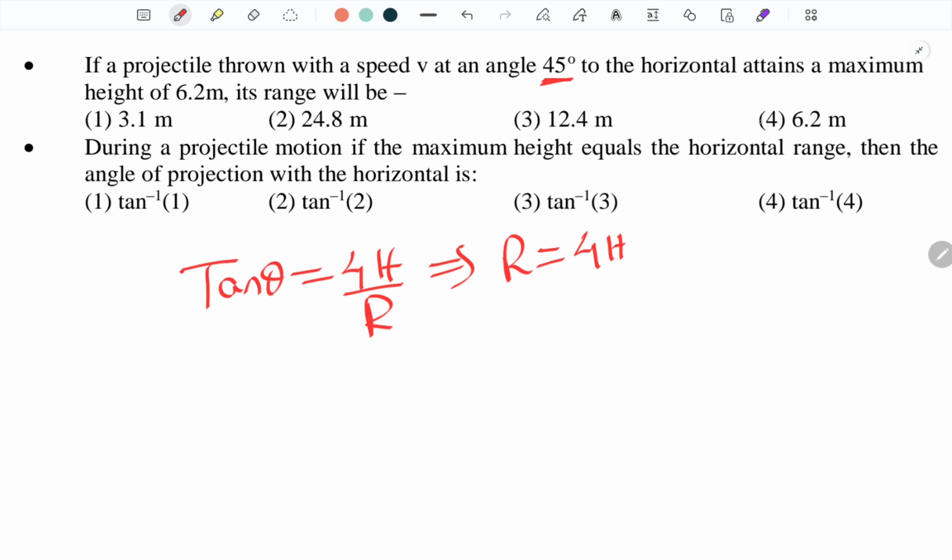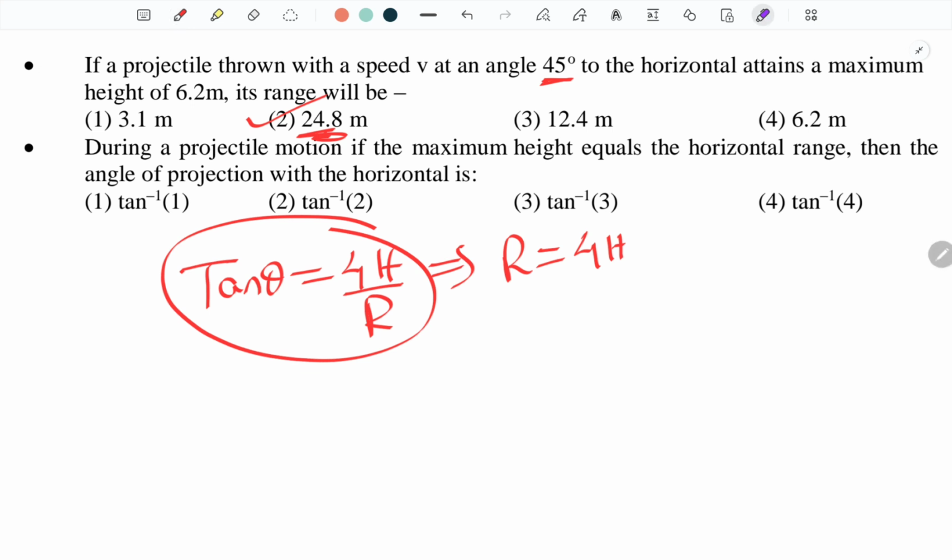So directly the answer is 24.8. 6 into 4 is 24, and 0.2 times 4 is 0.8. So 24.8 is the answer to this question. You just need to remember this formula: tan theta is equal to 4h by r. Okay, next, let us move on to the next question.